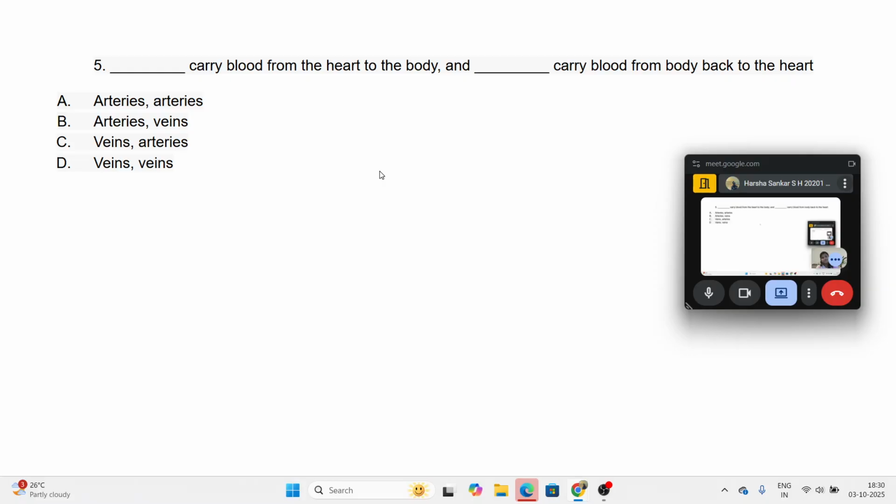Correct answer is, dash carry blood from the heart to the body. Heart to the body. So you remember aorta is the artery that is leaving from the heart. So arteries carry blood from the heart to the body and veins carry blood from the body back to the heart. Remember superior vena cava collects blood from the upper part and inferior collects blood from the lower part of the body and gives it to the heart. So arteries and veins. Correct answer is option B.